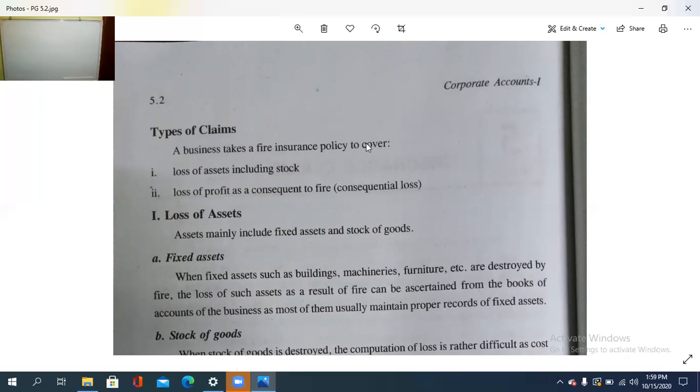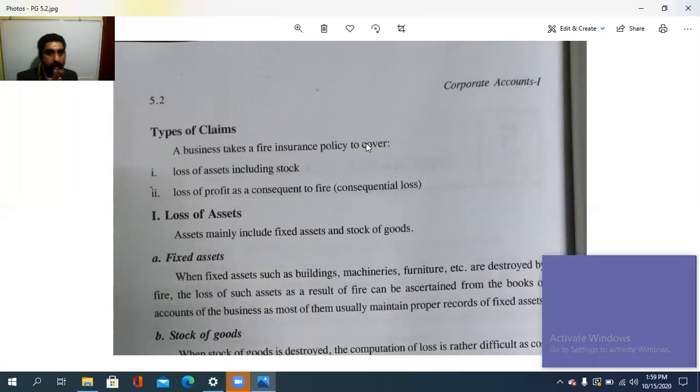വെക്കുമല്ലോ, ഓരോ കമ്പനിയിലും ഫിക്സ്ഡ് അസറ്റിന്റെ റെക്കോർഡ് ഉണ്ട്, അതിനകത്ത് ഇത്ര വാല്യൂ ഉണ്ട് ഓരോ അസറ്റിനും. ആ അസറ്റിന്റെ വാല്യൂ അതിനകത്തുനിന്ന് നമ്മൾ എന്ത് ചെയ്യുന്നു? അസർട്ടൈൻ ചെയ്യുന്നു. ഓക്കെ. So taking from the books of accounts of the business regarding the proper records of fixed asset, like building, machinery, furniture, ഇതൊക്കെ ഡിസ്ട്രോയ് ആണ്. ഫയറിൽ ഡിസ്ട്രോയ് ആയെങ്കിൽ the loss of such assets as a result of the fire can be ascertained from the books of accounts of the business, as most of them usually maintain proper record for fixed asset. അതാണ് fixed asset ന്റെ കേസിൽ.